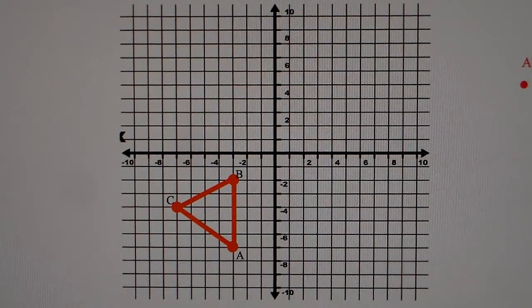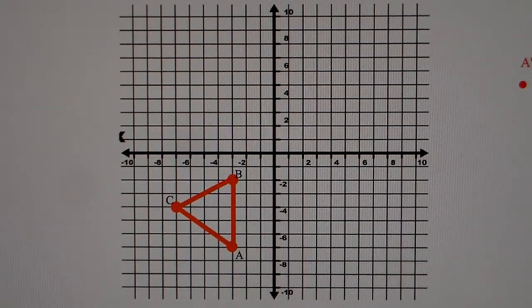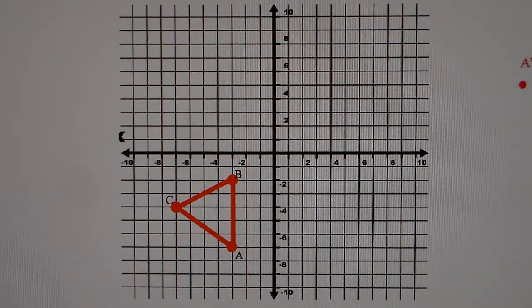It says triangle ABC is shown in the XY coordinate plane. The triangle will be rotated 180 degrees clockwise around the 0, 0 point. Now this is something that we practice a lot in class. We're rotating around the 0, 0 coordinate. So we're rotating right around that coordinate. That means we take this figure and we rotate it.